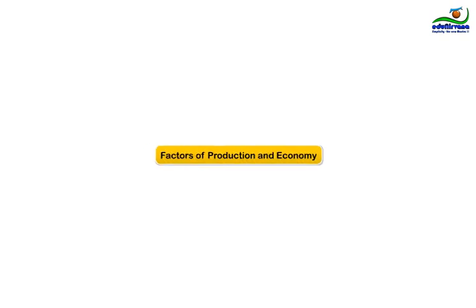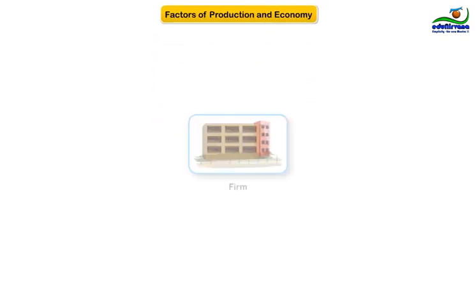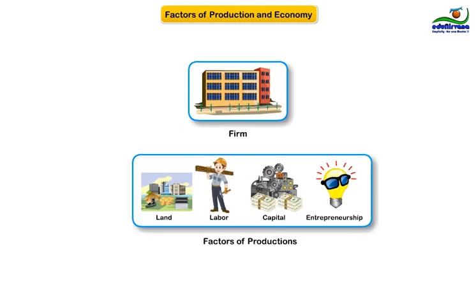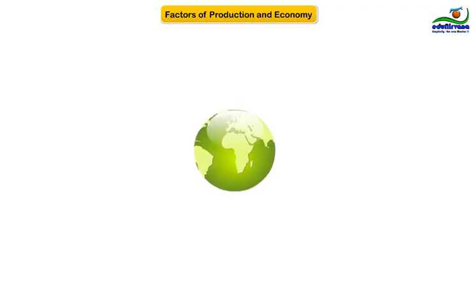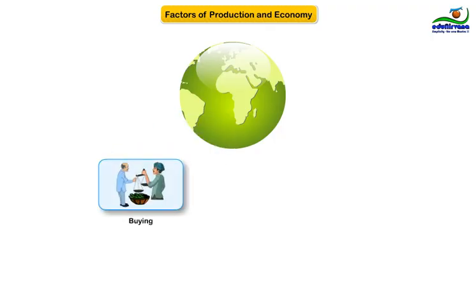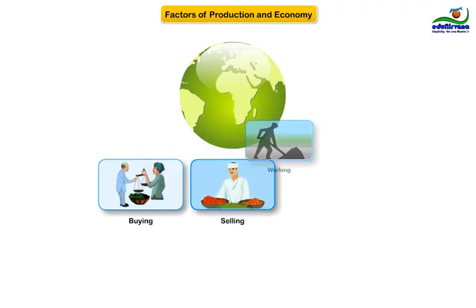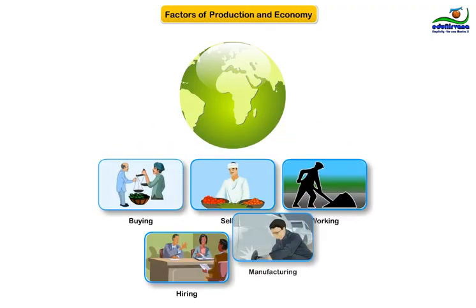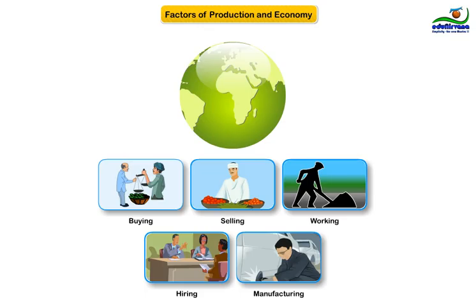Let me first give you an idea about how a firm operates in an economy and where factors of production fit into the bigger picture. The economy consists of millions of people engaged in many activities: buying, selling, working, hiring, manufacturing, and so on. To understand how the economy works, we must find some way to simplify our thinking about all these activities.